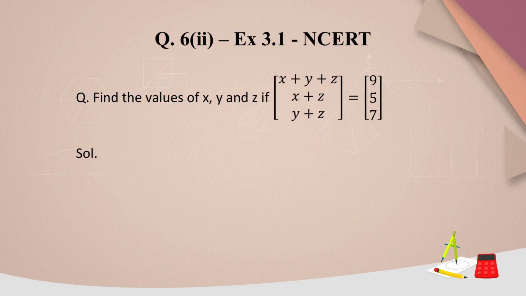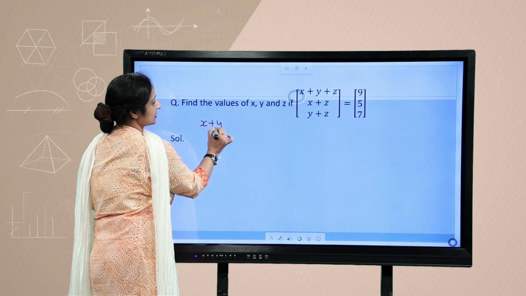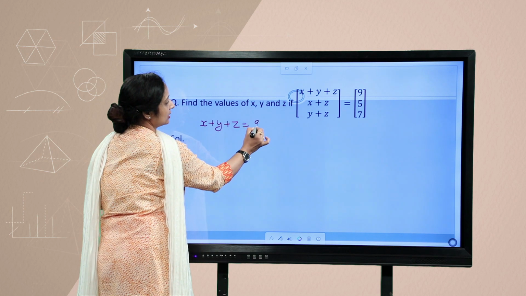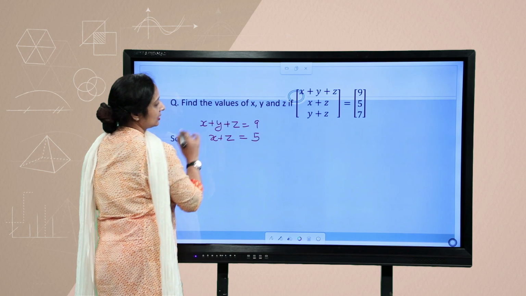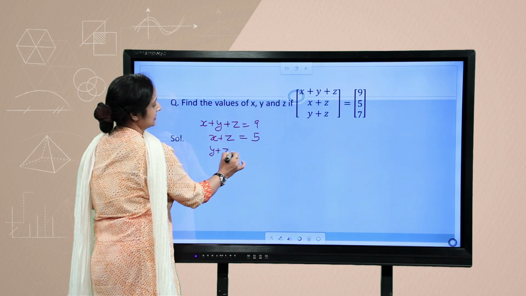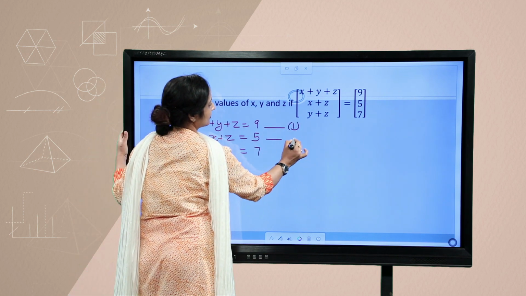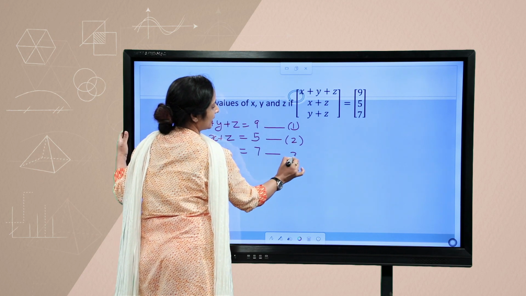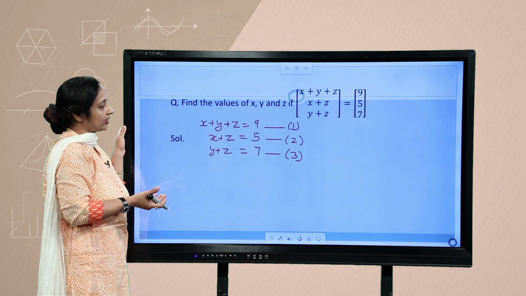So let us solve this question based on equality of matrices. We are given that these two matrices are equal. You are supposed to find the values of x, y and z. If matrices are equal, that means their elements are also going to be equal. So we can have these equations in 3 variables x, y and z. Let's name them 1, 2 and 3. So can you solve all three equations to get the values of x, y, z?